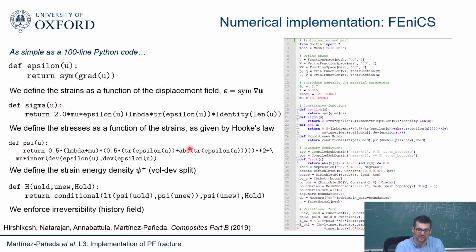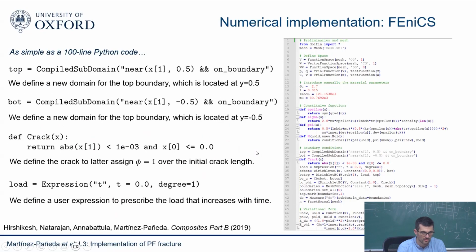Then we define the strain energy density. Here we're using, for example, the volumetric deviatoric split. So you can see that the way we calculate psi is a bit different because you have this extended version because we're using this volumetric deviatoric split. Then we enforce the irreversibility of H. So we say, if H old is lower than new, then we take the new. Otherwise, we take the old one. This is the kind of approach.